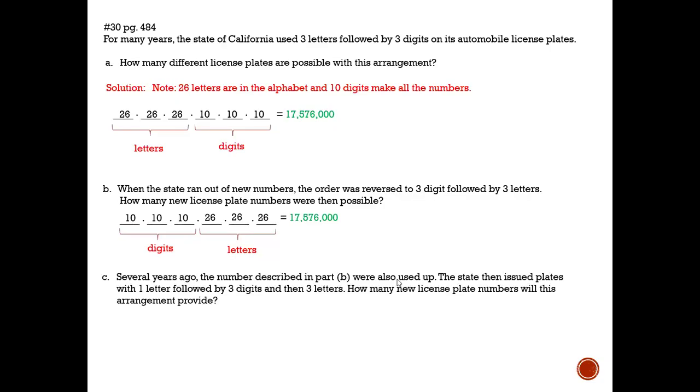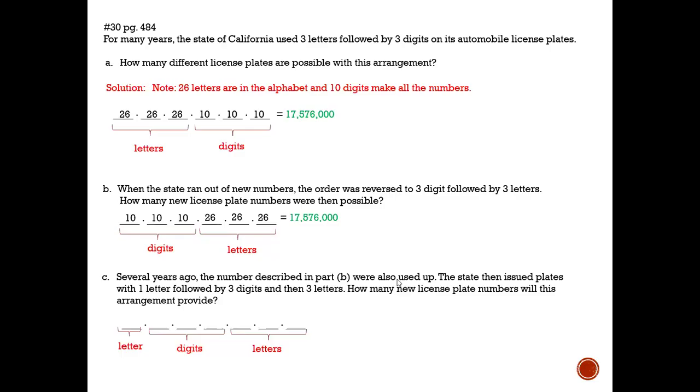What if all those numbers were used up? Then we're going to do license plates with 1 letter, then 3 digits, and then 3 letters. So then how many new license plates are possible with this new arrangement? So now there's going to be 7 spots on the license plate. It says the first one is going to be a letter. Then you have 3 digits, and then the next 3 are letters. So again, how many license plates are possible?